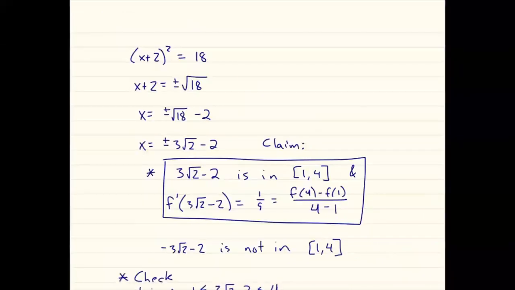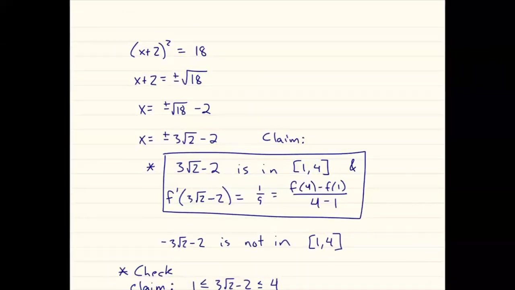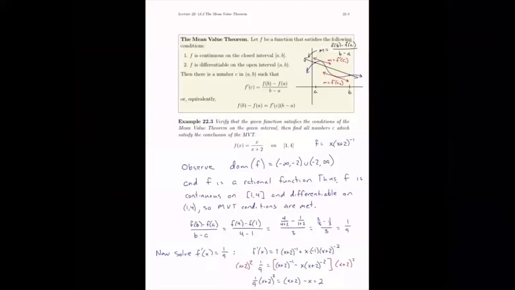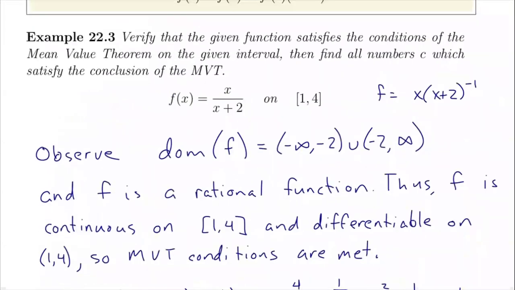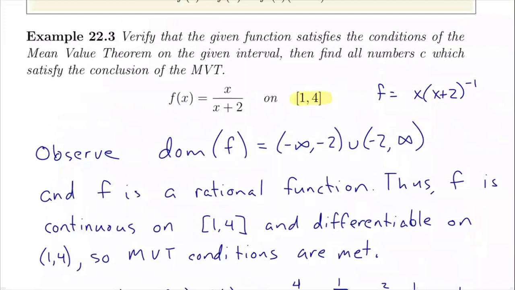These are our two numbers that will satisfy f prime of either of these numbers is equal to, what was that, 1/9, I believe? Is equal to, yes, 1/9 right here. These are the two numbers that satisfy it. What we have to do is make sure that they're both in this interval. But they have to be between 1 and 4.